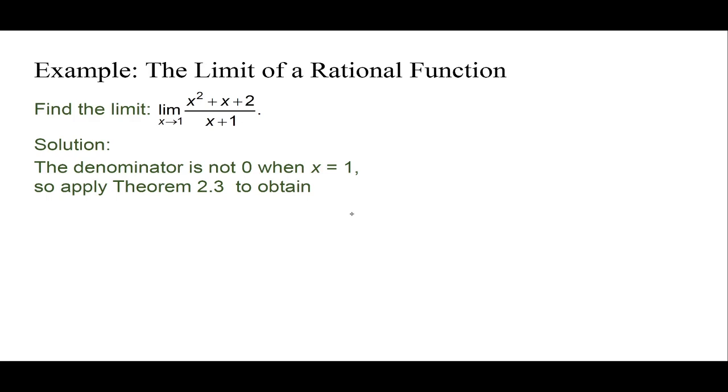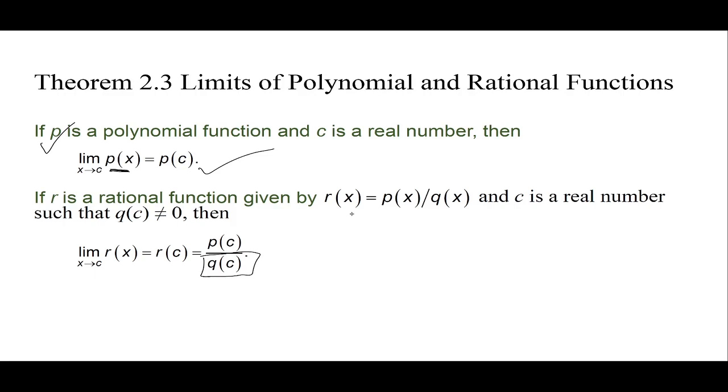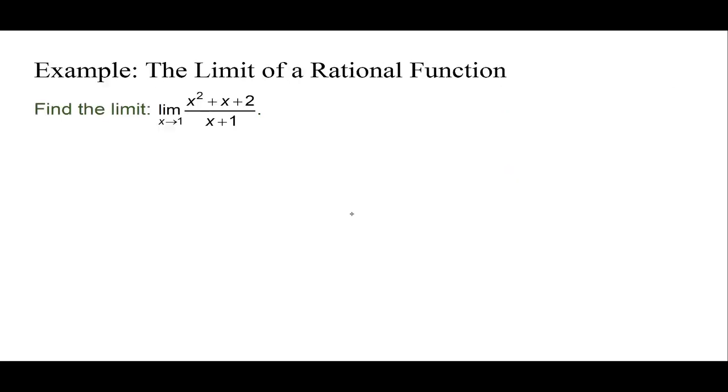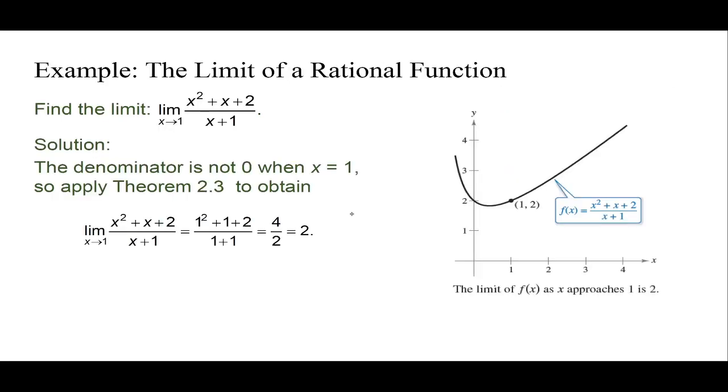The denominator is not 0 when x equals 1. So apply theorem 2.3 to obtain the answer. So this is theorem 2.3. If you have a non-zero denominator, just replace this x by c. And that's what we can do here. Eventually, from here to here, I'm just replacing x by 1. And after simplification, the answer is 2. We can also use a graphing tool like a graphing calculator, or just plot the graph of this function. And we can see that when x approaches 1, the graph approaches 2. That's why the limit is 2.